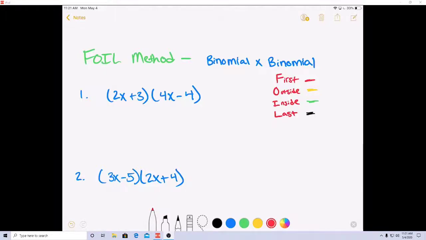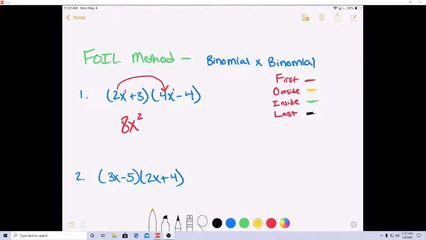So the first term, when it says first, it means the first term in both parentheses. So the first term is 2x in the first parenthesis, and the first term in the second parenthesis is 4x. So I multiply those together. 2x times 4x is 8x squared, right? Because we just talked about that, and x times an x gets us an x squared because we had the powers.